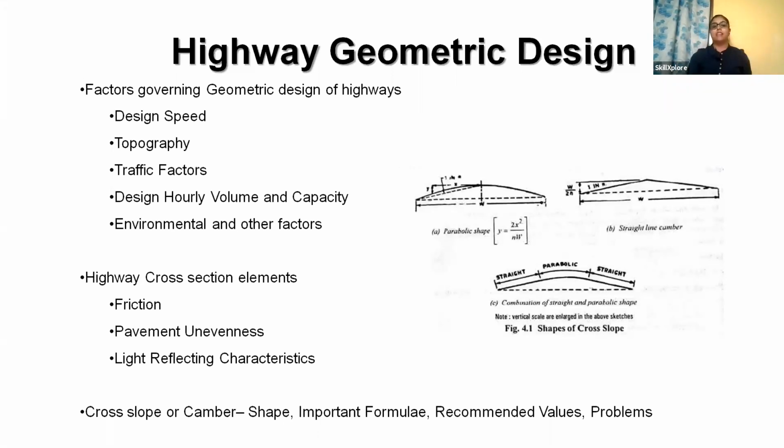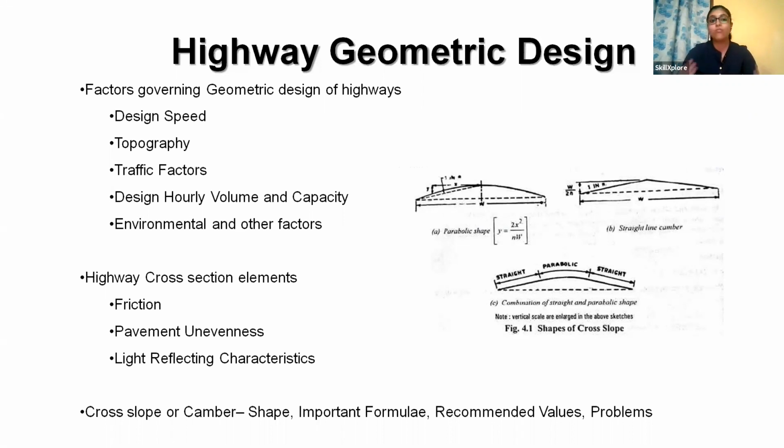So first, before starting the design of the highway geometric characteristics itself, we have to understand which characteristics will be affecting the geometric characteristics of the pavement, which factors will be governing the geometric design of highways. As you can see in the slide, the major factors that affect the geometric design of highways are design speed, topography, traffic factors, design hourly volume and capacity, environmental and other factors. We'll see one by one. I'm not giving the complete lecture here. I'm just giving the areas which we'll be covering in our classes, and how we'll be covering these portions.